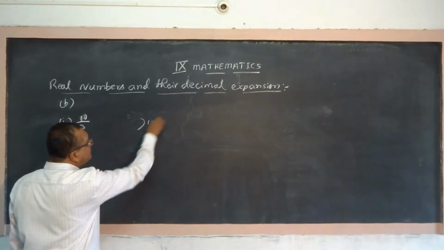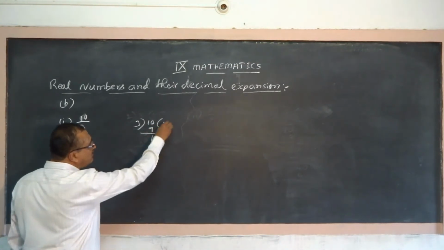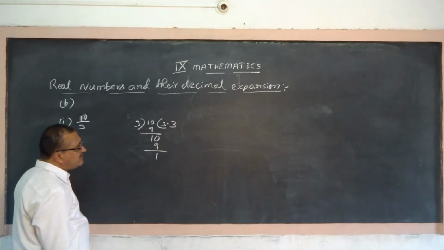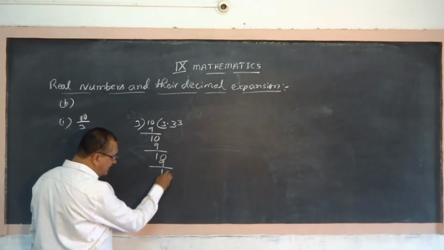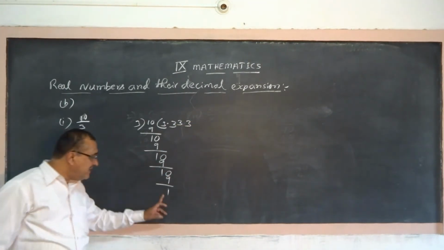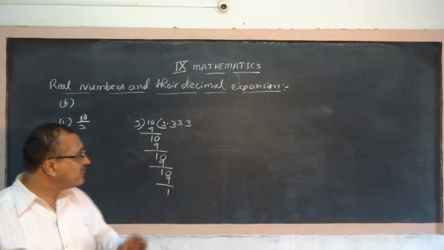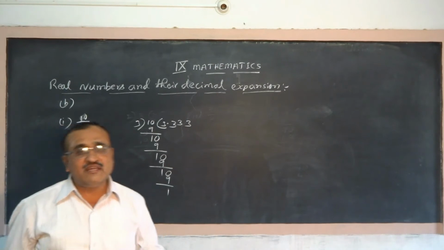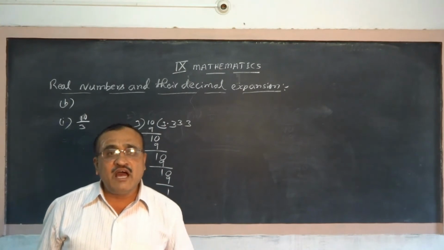Divide 10 by 3. 3 3s are 9, 1 left. Put the decimal, take 0. 3 3s are 9, 1 left. Take 0, 3 3s are 9, 1 left. You see, the remainder continues to be 1. You won't get 0. Since you won't get 0 in the remainder, we say that the division is not completed.